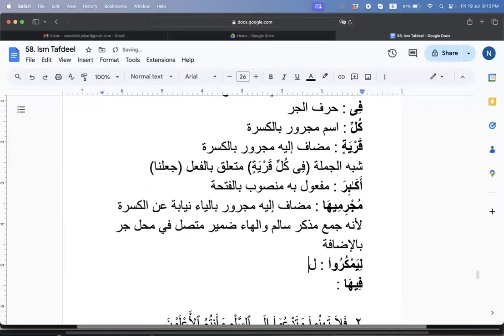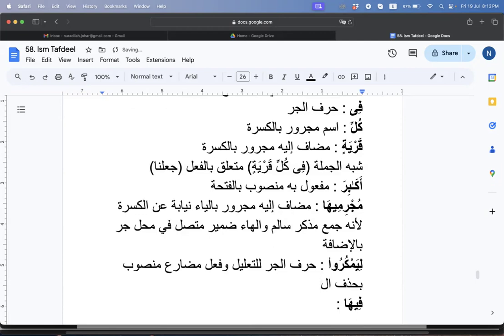Lam ta'lil is also harf jar, actually. Right? So we say harf jar lil ta'lil. Okay. And then what is making yamkuru? Is this nasab or jazam? This one, I believe nasab. Yes. So fi'il mudhari mansub bihadhf nun. Yes, bihadhf nun. But what is making it hadhf nun just now you said?